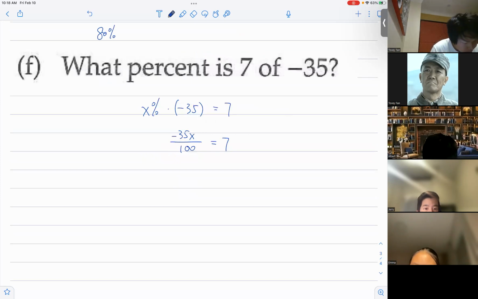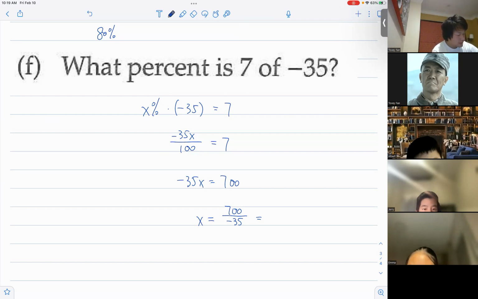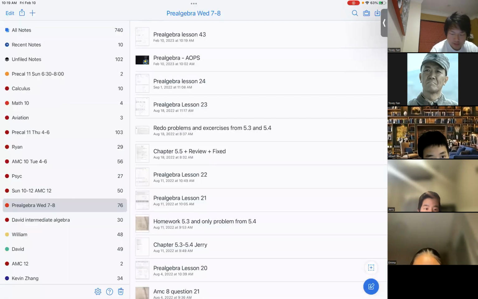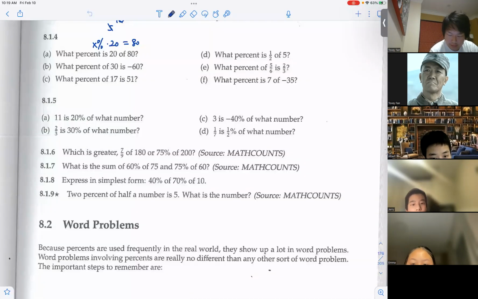And then we multiply by 100. So x is, and then divided by -35. That gives you -700 over -35, so -20. You just do 70 divided by 35, right? So 2, and a 0, 20. Good. The answer is -20%. Okay, just some understanding of the comprehension of the wording. Next.